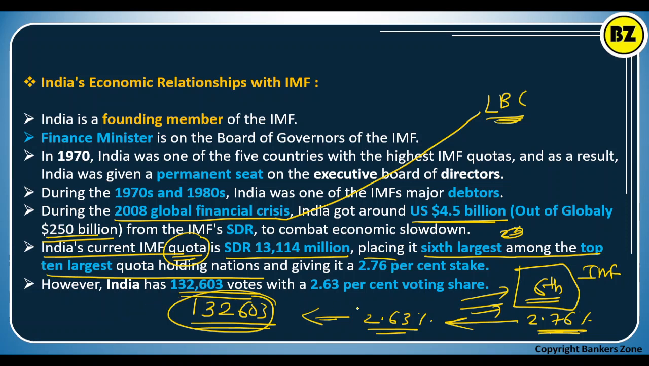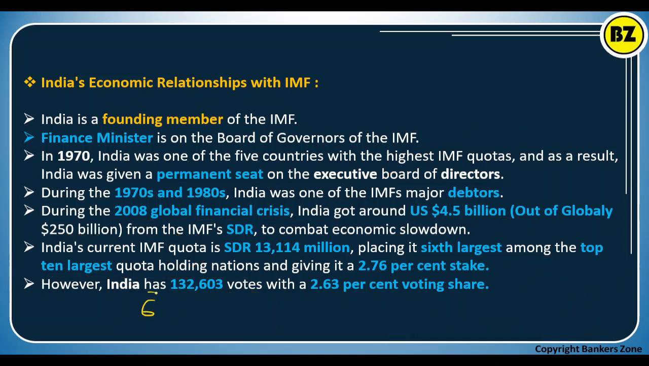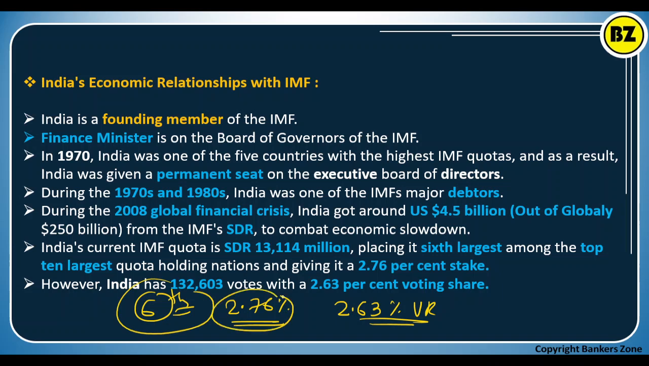Okay, so those two figures at least you remember. We are the sixth quota holder in the IMF. We have around a 2.76% stake in the IMF, and we have 2.63% voting rights in the IMF. So those three figures at least you should remember from the exam point of view.